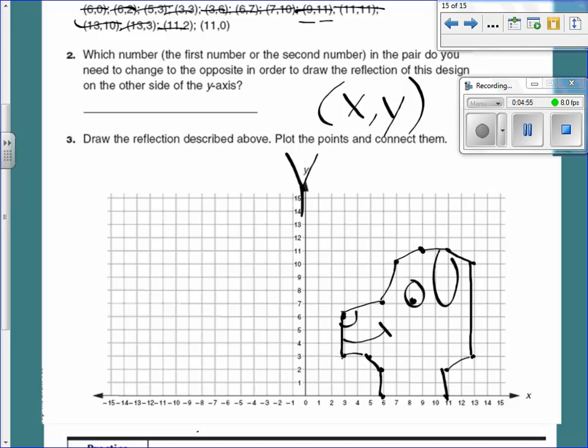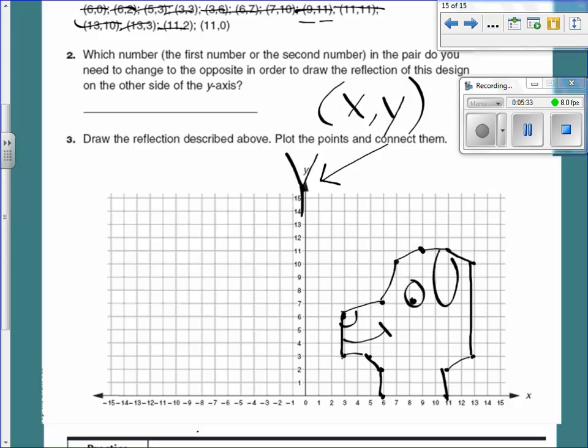All right, next one. Which number, the first number or the second number, in the pair do you need to change to the opposite in order to draw the reflection of this design on the other side of the y-axis? Here's our y-axis. I need to draw a reflection of this image on the other side. So picture that y-axis as a mirror. On that left side, we need to mirror, so this image needs to flip, facing it. This dog is looking in the mirror. We need to make an image on the left side of the y-axis that looks exactly like the right side, but facing it.